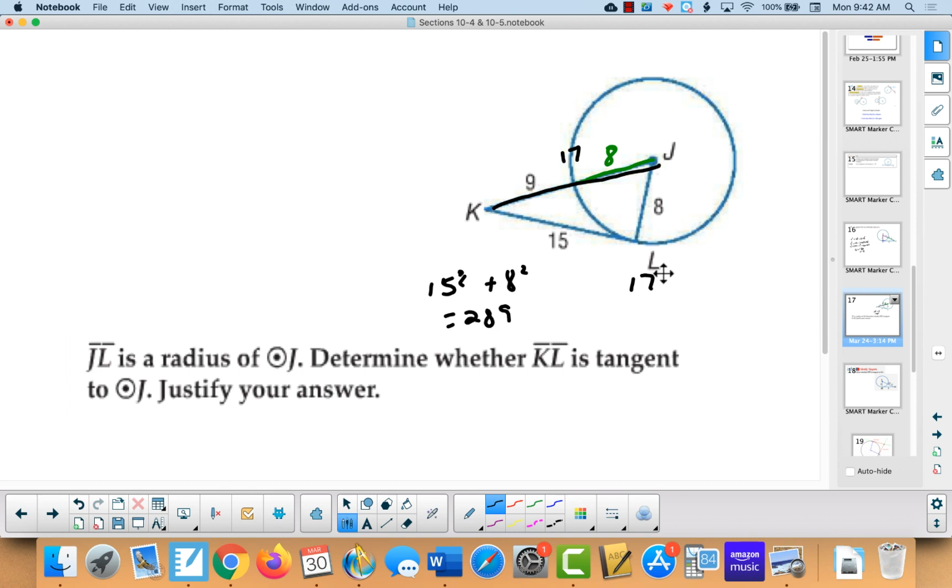When I square 17, I also get 289. That means the Pythagorean theorem works. A squared plus b squared does equal c squared. So yes, that has to be tangent because this is a right triangle. And when the radius drawn to the point of tangency is perpendicular to the line, it must be a tangent line.